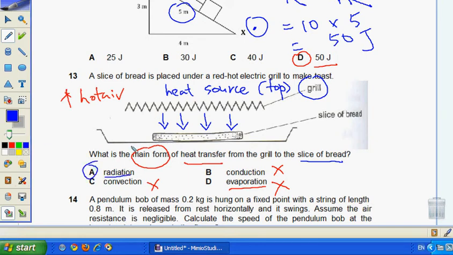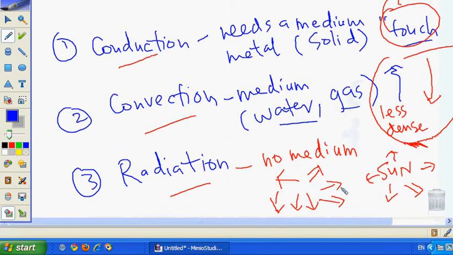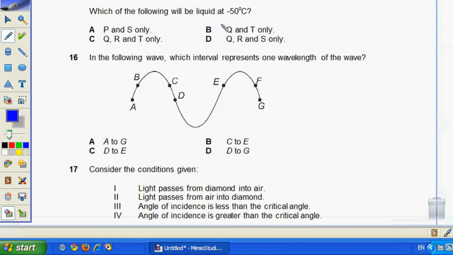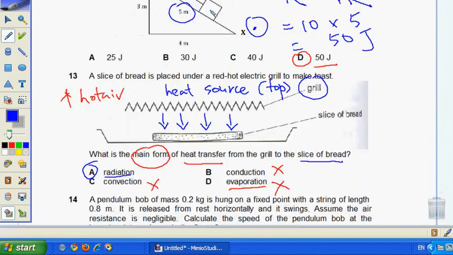Why? Because just now I already explained. Radiation: the heat source can transfer heat in all directions, 360 degrees, up, down, left, right, center. So in this case, if my heat source is at the top, it can definitely transfer heat energy downwards, which is how radiation can transfer heat energy. So the best answer for question 13 is A. Okay, so let's now move on to question 14.